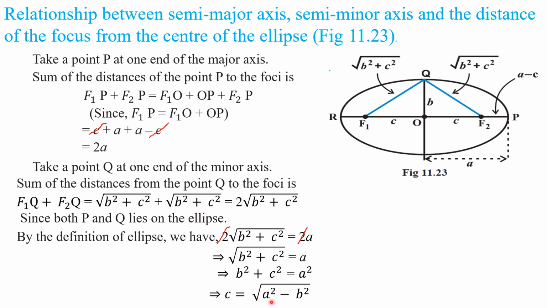What does the letter a denote? Length of the major axis. What does the letter b denote? Yes, the length of the minor axis. So this is the relation between the length of the semi-major axis, the length of the semi-minor axis, and the distance of the focus from the center of the ellipse. Okay, my children, please remember this relationship. Please remember this formula.